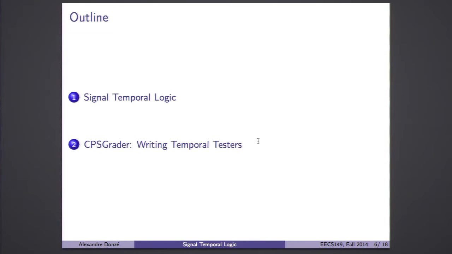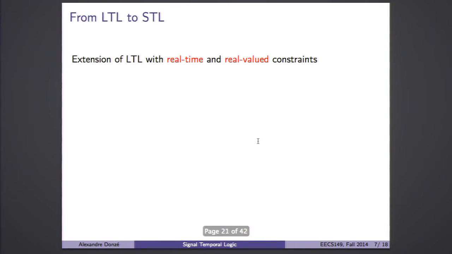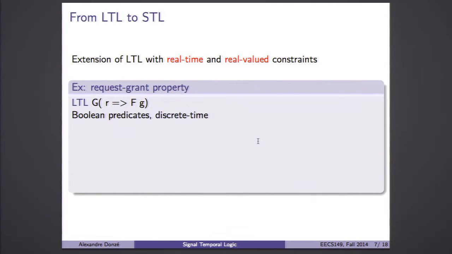Okay. So after this first small reminder on LTL, I'm going to switch to the rest of the talk. I'm going to talk about STL, so signal temporal logic, and then I will switch to CPS graders, so the auto grading system that you use in CyberSim. All right, so STL is an extension of LTL with real-time and real-value constraints. So to give you a first supporting, running example if you wish.